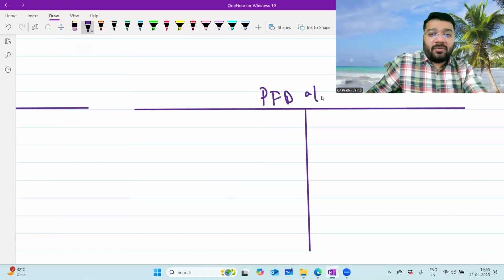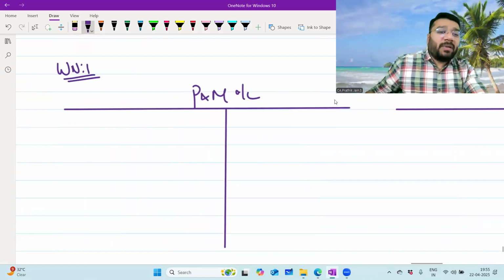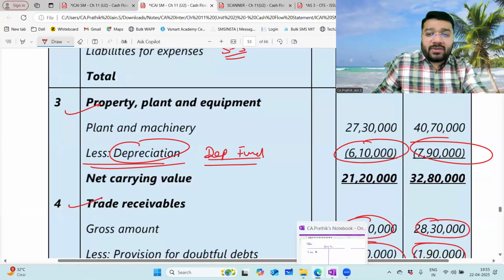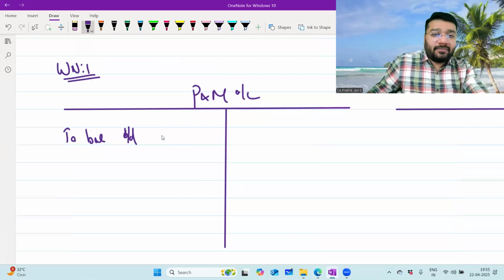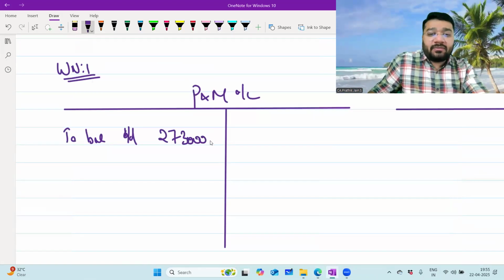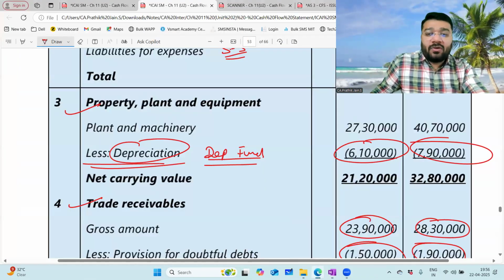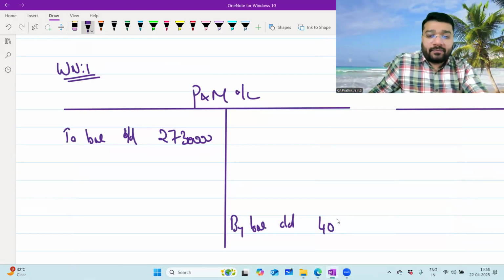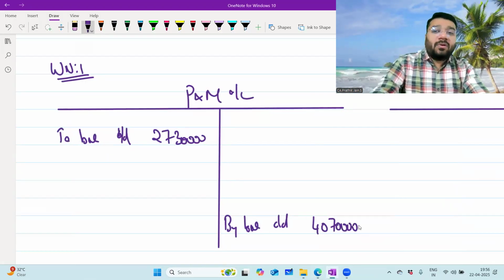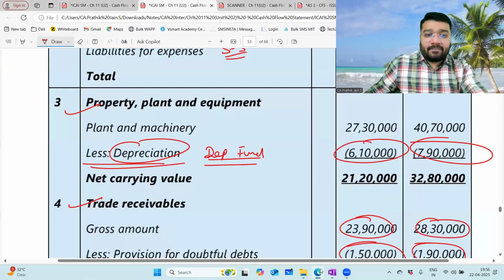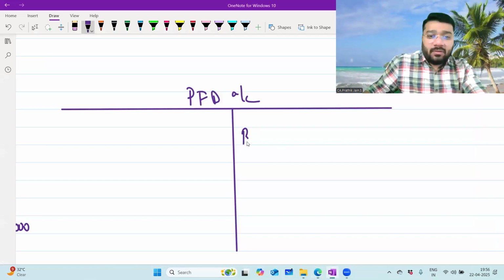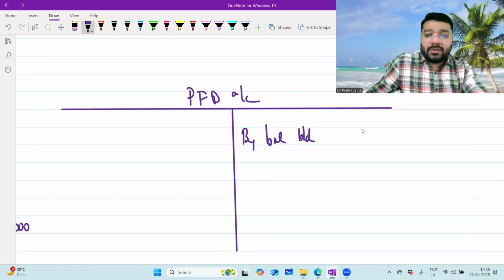Provision for depreciation account. Please tell me the opening balance of plant and machinery. 27 lakh 30,000. Buy balance carry on, how much? 40 lakh 70,000. What is the opening balance of PFD? 6 lakh 10,000. By balance brought down 6 lakh 10,000.